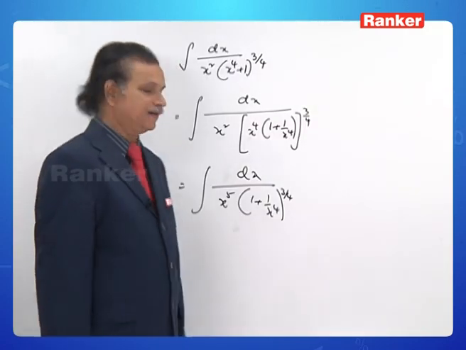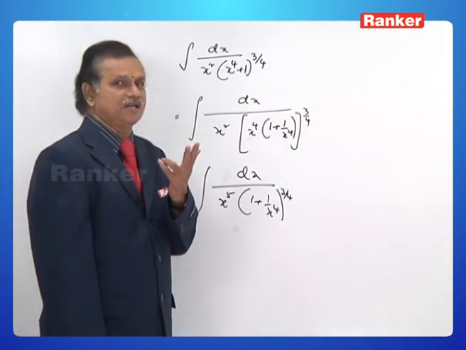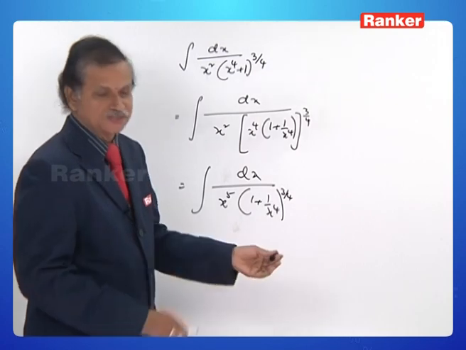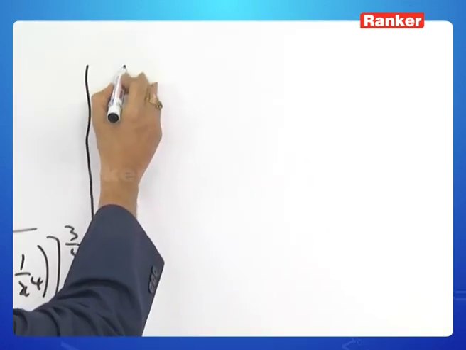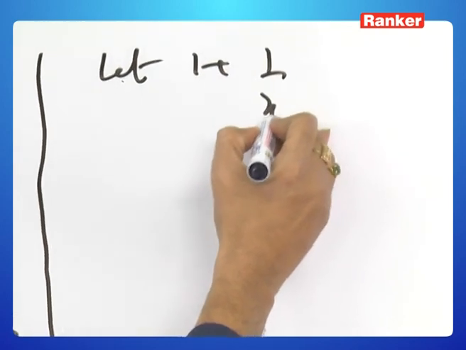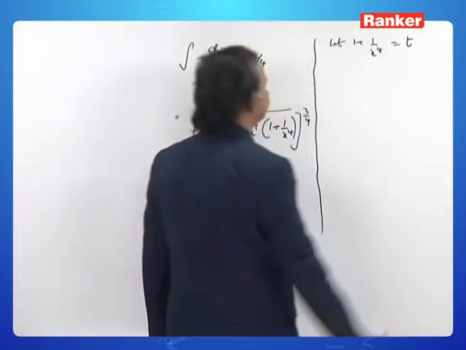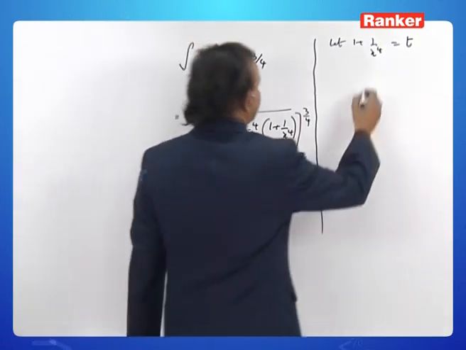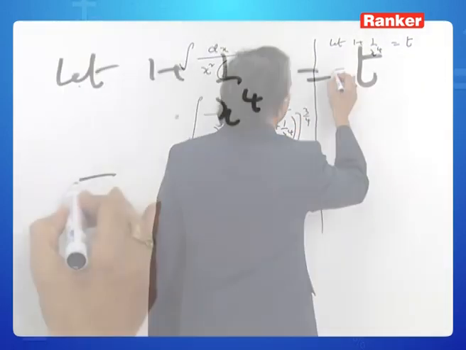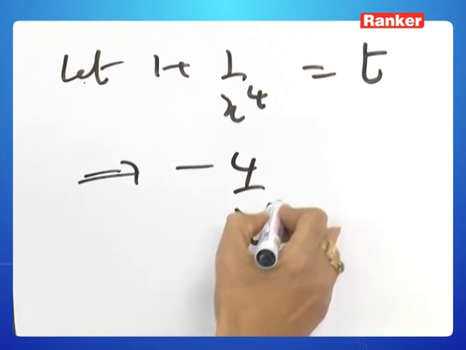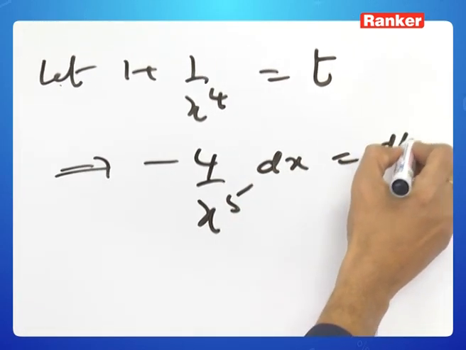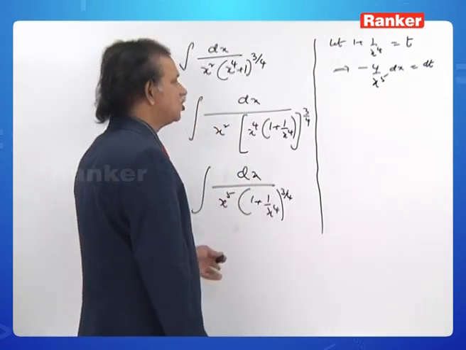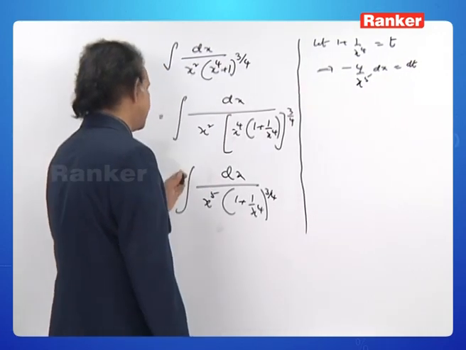Now we have got the idea. If you can take 1 plus 1 by x power 4 as t, it's very simple. dx can be converted to dt very easily. Let us see it now. Let 1 plus 1 by x to the power of 4 be equal to t. Differentiate it with respect to x on both sides. What is the derivative of 1 by x power 4? Minus 4 by x power 5 dx is equal to dt. But you see, 1 by x power 5 dx is available, but minus 4 is not available. What do you do? You just put minus 4 here and 1 by minus 4 here.